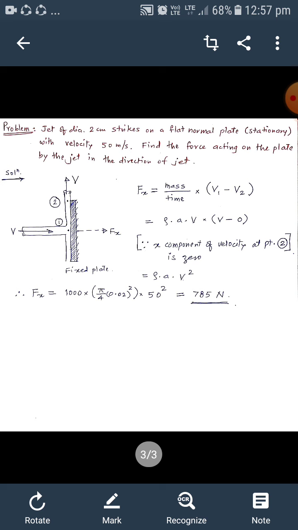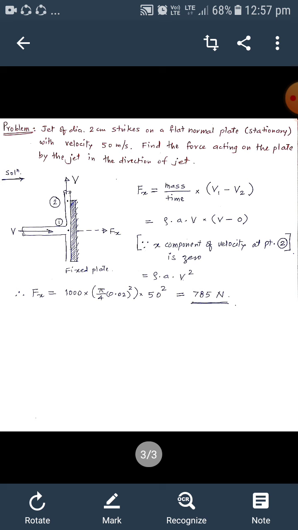Already we have seen. So, just substitute the values in this equation, that is rho is equal to 1000, area is calculated by pi by 4 d square, and velocity of the jet is 50. So it comes out to be 785 Newton.